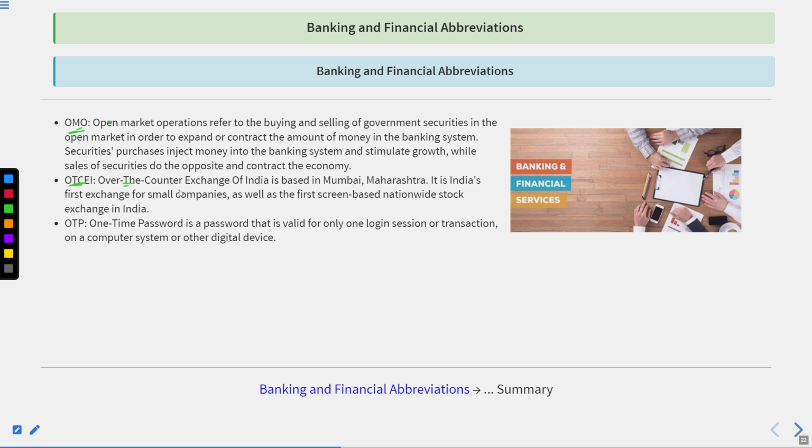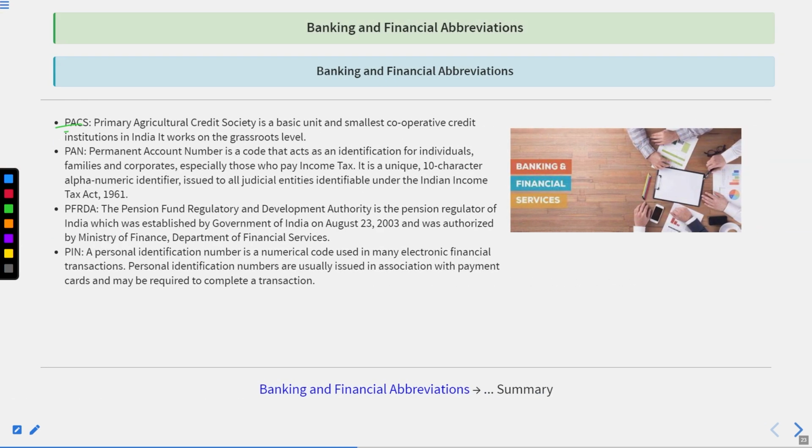OTCEI, Over-the-Counter Exchange of India, based in Mumbai, Maharashtra, is India's first exchange for small companies as well as the first screen-based nationalized stock exchange in India. OTP, one-time password, is valid for only one login session or transaction on a computer system or another digital device. PACS, Primary Agriculture Credit Society, is the basic unit and smallest cooperative credit institution in India, working at the grassroots level.